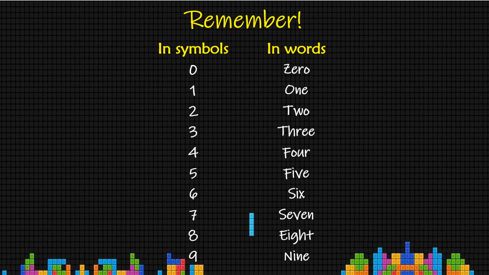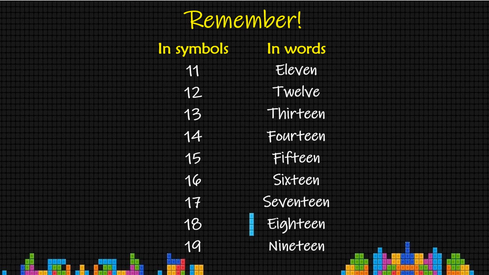So let's start from the basic. We have the digits 0 to 9. We have 0, 1, 2, 3, 4, 5, 6, 7, 8, and 9. Children, please do remember the spelling of these words. Please do remember also the spelling of these numbers from 11 to 19. We have 11, 12, 13, 14, 15, 16, 17, 18, and 19.